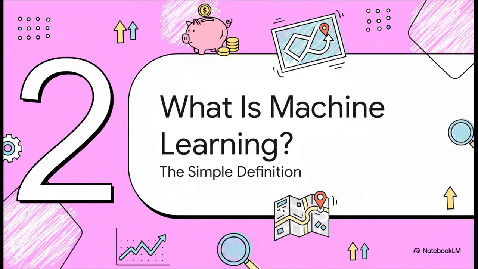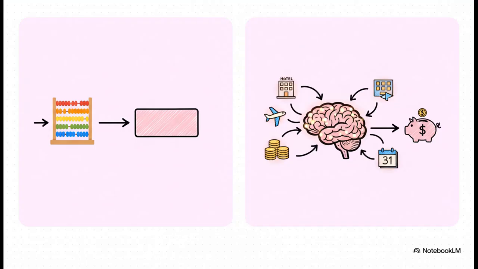Okay, so that's the why. We get it. Now let's finally tackle the what. What in the world is machine learning? Sometimes the easiest way to figure out what something is is to first look at what it isn't. So think about a simple calculator, right? You give it a very specific command like add 2 plus 2, and boom, it gives you the answer.